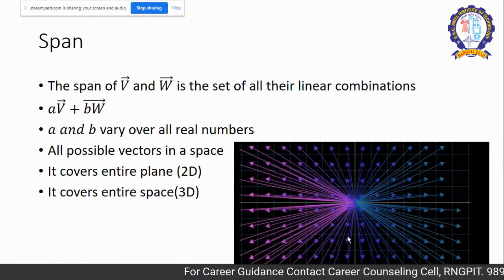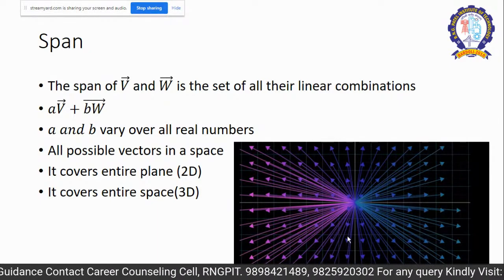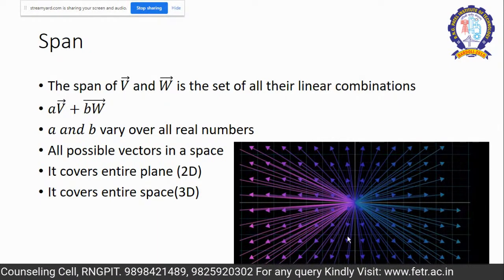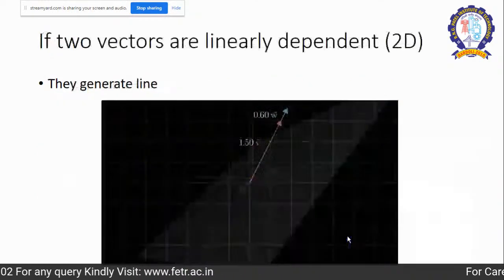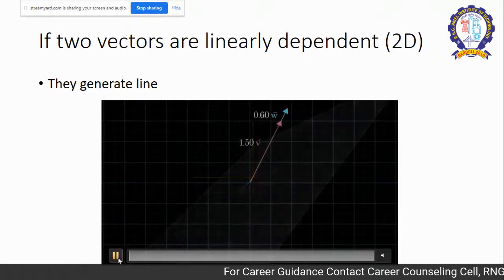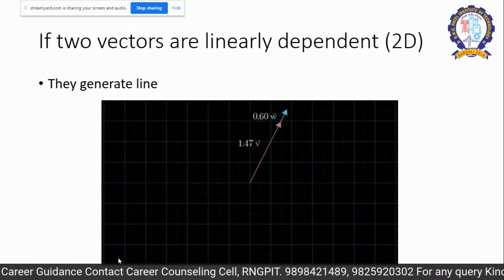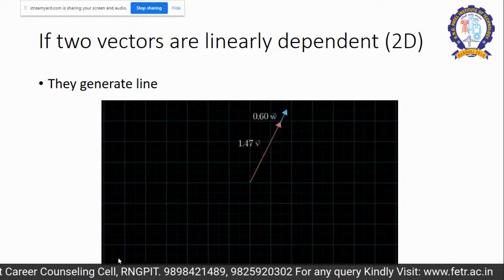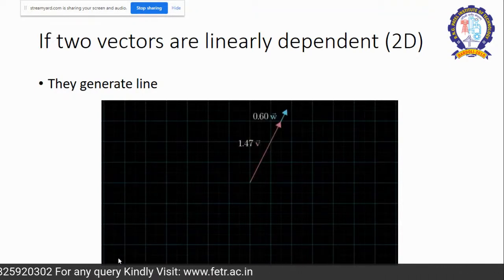Definitely, whenever we consider 2D, it covers the entire plane. And when we go with 3D, it covers the entire space. So whenever two vectors are there, they generate a plane, and whenever we consider three vectors, they generate the space.